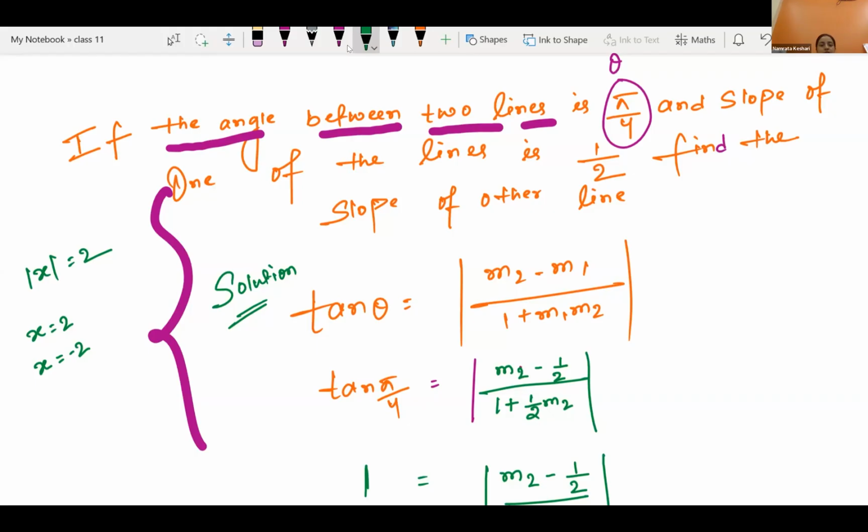Okay, so tan theta is (m2 minus m1) by (1 plus m1 m2). Here theta was given as pi by 4, so we have substituted. Now one of the lines' slopes is given, another is not given. If you are thinking which one to take, m1 or m2, you take any one. You take m1 as 1 by 2 and try finding m2, or you take m2 as 1 by 2 and try finding m1. You will end up having these two situations only.